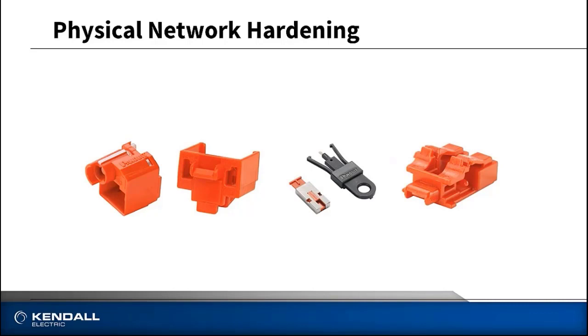That's the idea. And then moving to the far right, that is a lockout device for an LC connector on a fiber patch panel. We use this device in the same way that we would use the other lockout device, where we can control what fiber patch cables get plugged in where. That is it for physical network hardening.